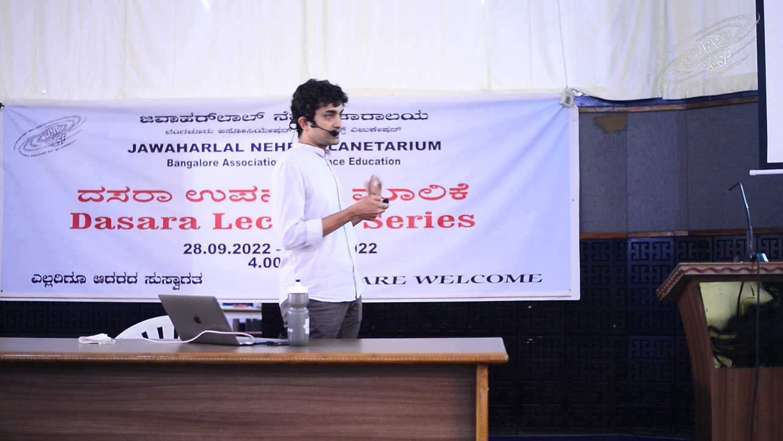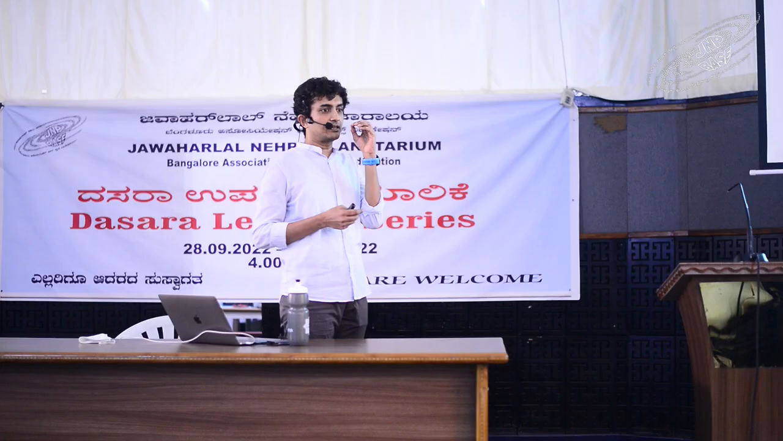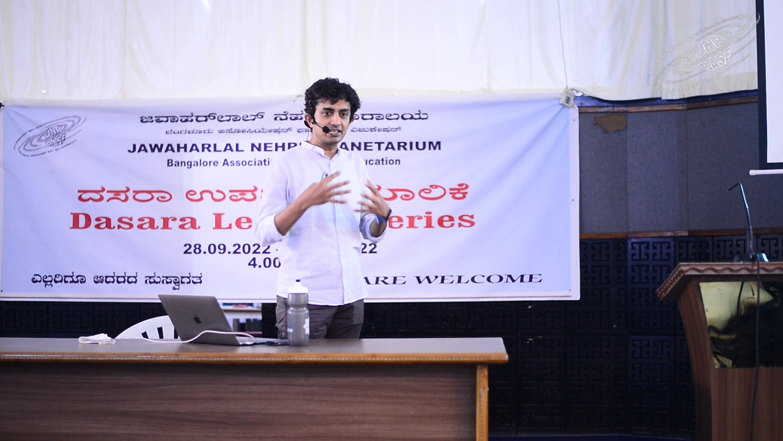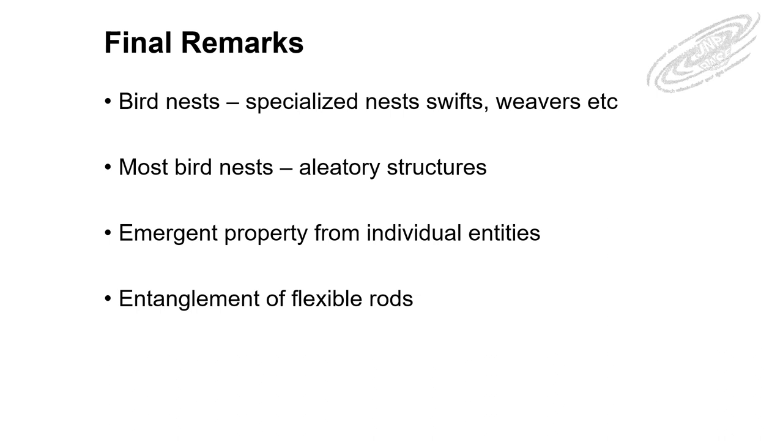And the last thing, about bird nests. I didn't mention the very specialized nests like swifts and weaver nests and all that. Those are not something that I talk about here. I spoke only about those bird nests that are obtained from just throwing together these flexible chain-type systems. What you end up having is a completely entangled structure that is made out of flexible rods. And this emergent property, the stability of the bird nest, comes from the individual entities piled together in one system. Okay.